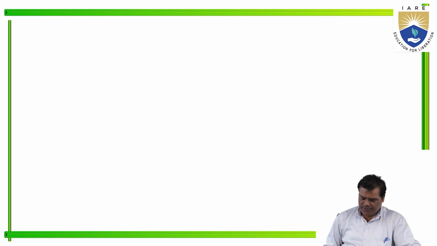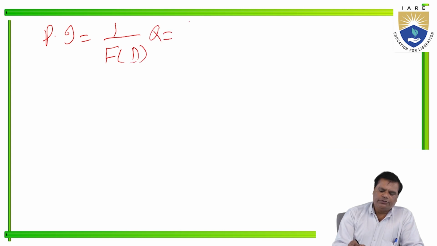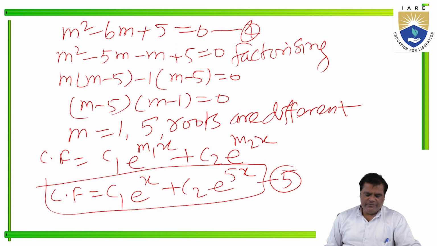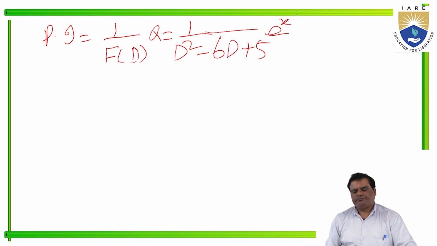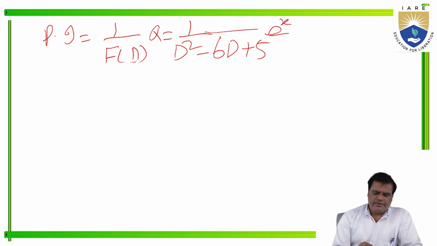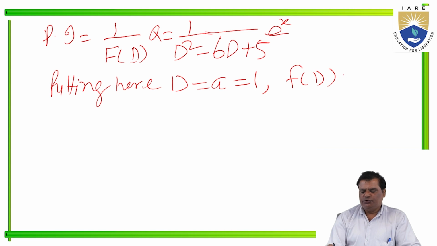Now PI, particular integral, equal to 1 upon f(D) into Q. F(D) is D square minus 6D plus 5, and e to the power x here. So now in case 1, putting D equal to a, D equal to a equal to 1, but f(a) is not 0. Here f(a) is equal to 0.